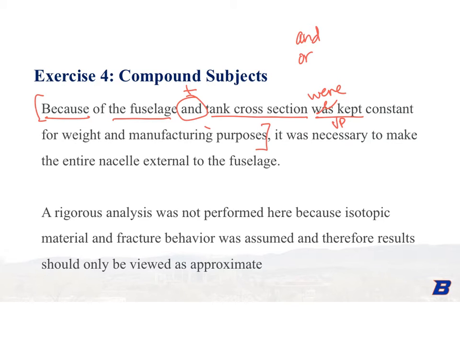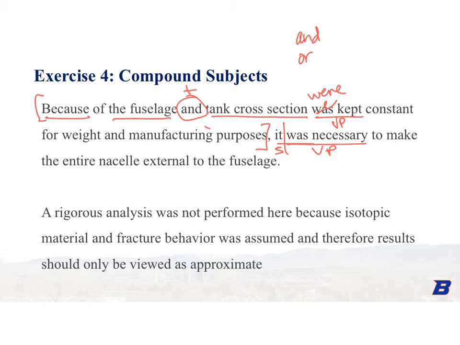"It was necessary to make the entire nacelle external to the fuselage." So nothing is wrong here. "It" is a subject, and here is your verb phrase. It's singular, and "was necessary" is also singular. It's a passive form where it uses that dummy subject again with "it." Nothing is wrong with subject-verb agreement in that part of the sentence, but it's good to see how we have that dependent clause paired up with the main clause, and you have it offset with a comma.